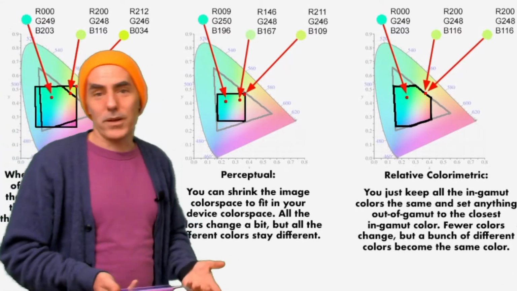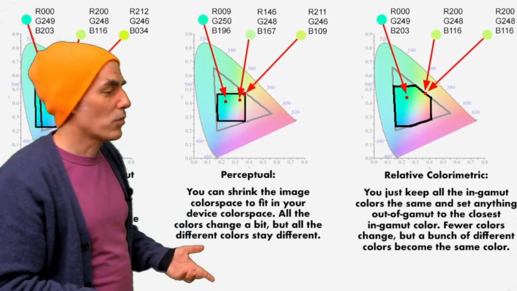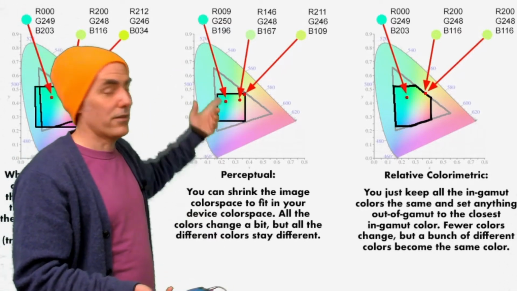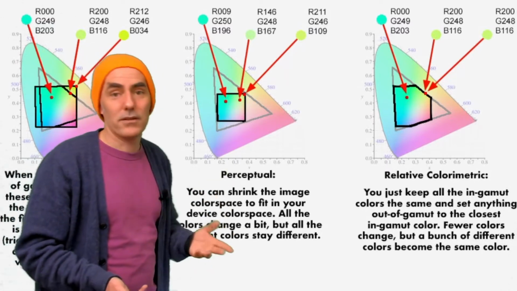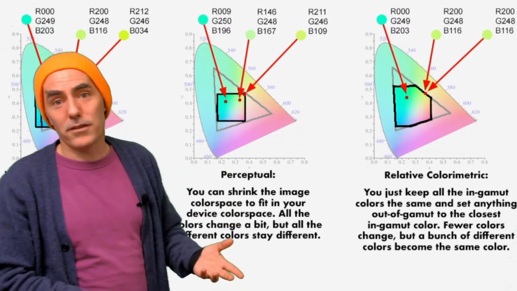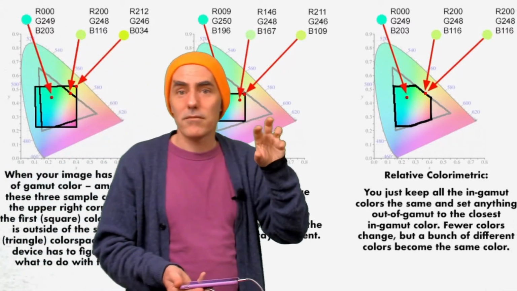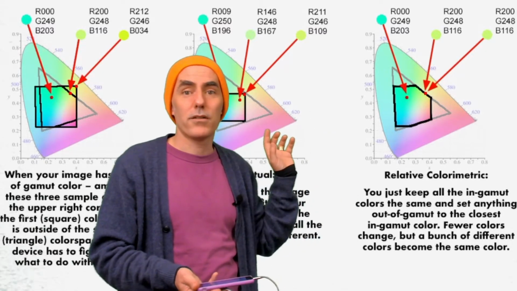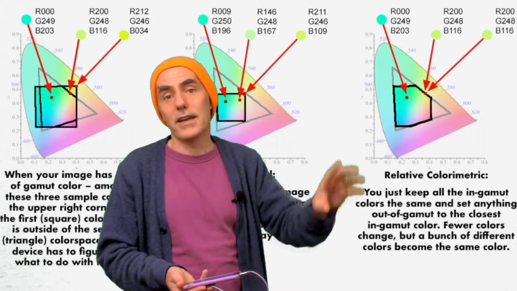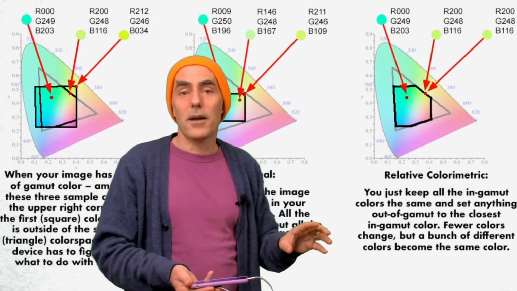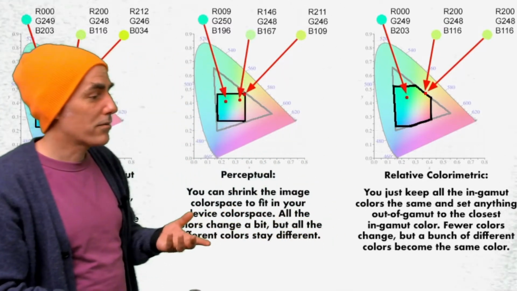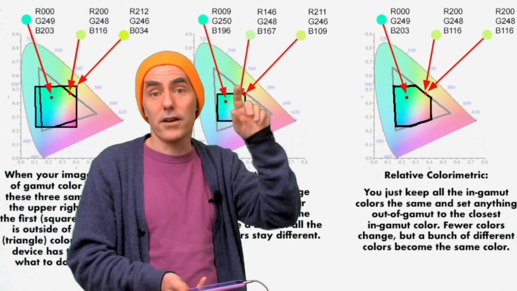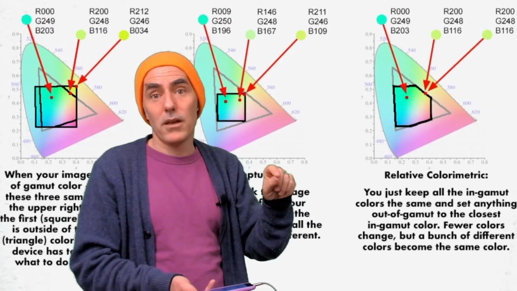So we have two options for what we can do with these colors. We can shrink that whole square down so that it fits inside of the triangle. So we say, okay, I've got all these colors, I need to represent them somehow. Just shrink that color space until the whole thing fits in the new color space. Shrink the source color space image until it fits in the destination color space image. Now what this means is that all the colors change. Everything shrank, so every single color has gone from being one value to being a new value.